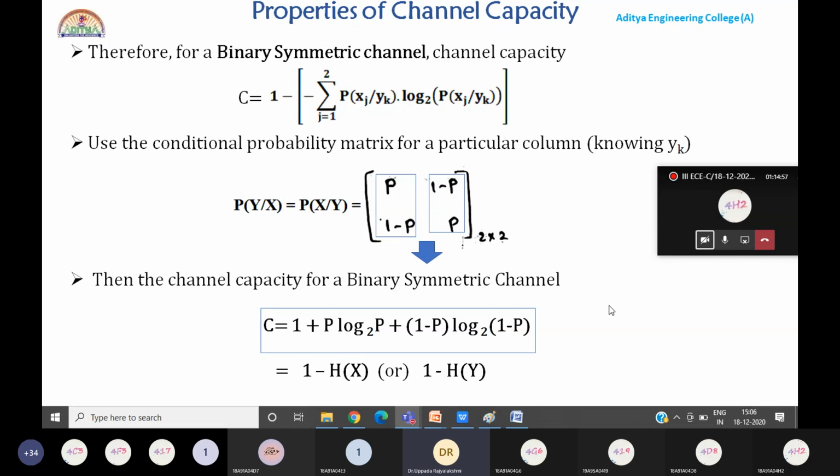Channel capacity for a binary symmetric channel. The binary symmetric discrete channel capacity is C equal to 1 minus H of x by yk. That H of x by yk is obtained by using p of x by y. So fixing any column, you can write the channel capacity as 1 minus of minus, so it is plus p log p base 2 plus 1 minus p log 1 minus p base 2. Because it is a symmetric channel, you can write it as either 1 minus H of x or 1 minus H of y. Please write this statement.